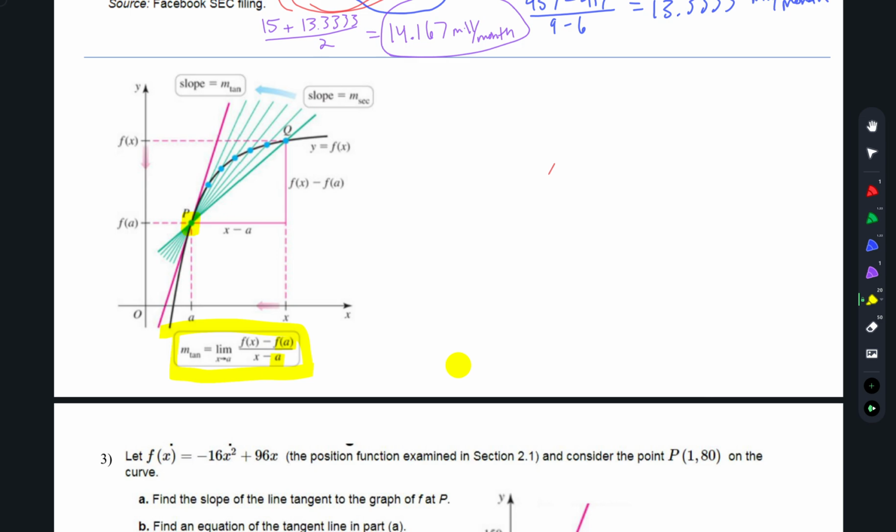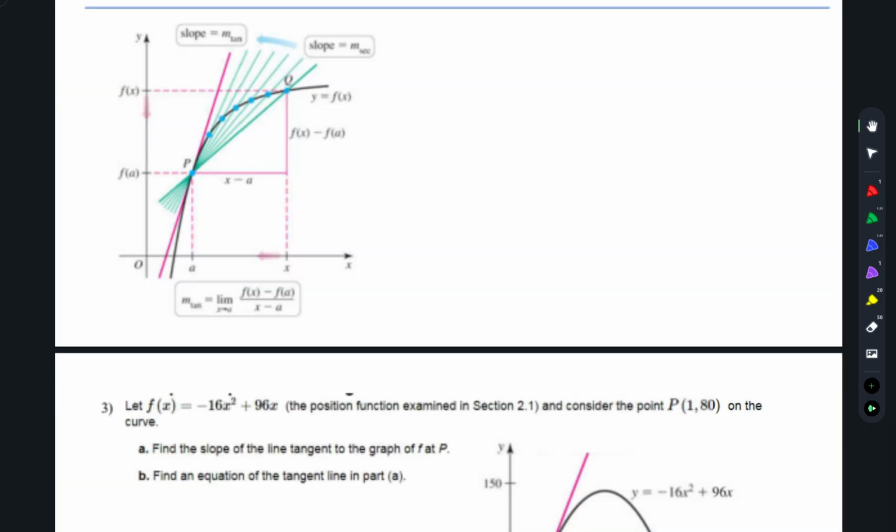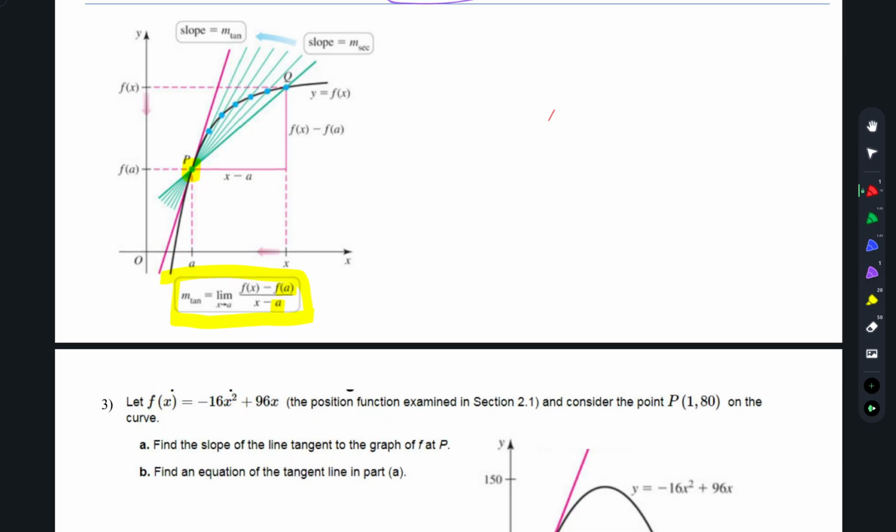Okay, so if you were going to do an average rate of change, like say it's with Q, that's just normal slope. So if you were doing average rate of change, you would be doing f of x minus f of a over x minus a. That would be an average rate of change.